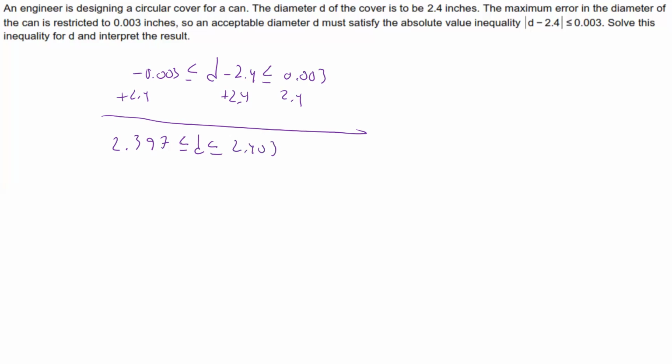And so that's going to be our region. And so what does it mean in interpreting the results? Basically, our diameter can vary from 2.397 inches to 2.403 inches. Okay, so that's basically all they want us to do. Solve this inequality. It's going to be a tripartite because we have the less than, so it's going to be and. So we get that, solve for D, and then we can get our interpretation from there.